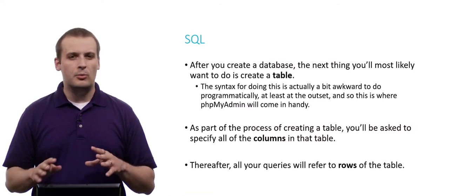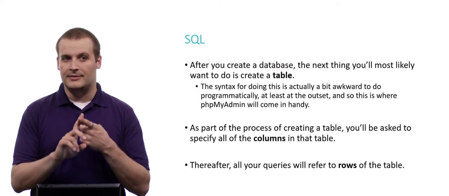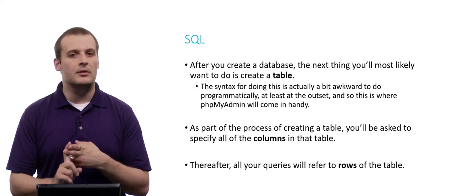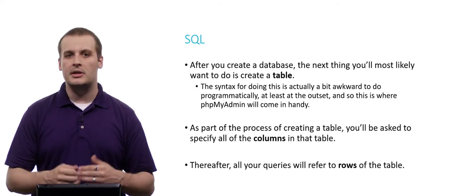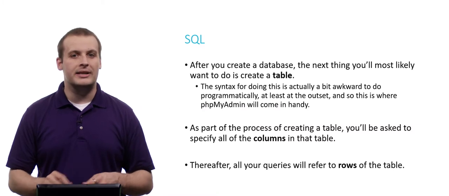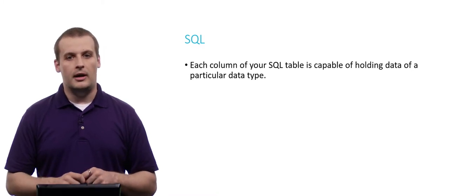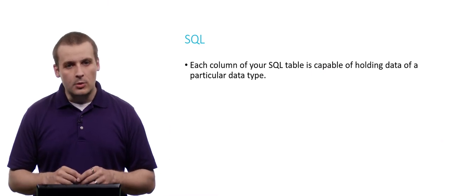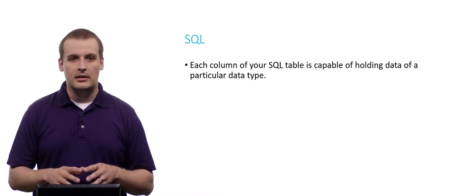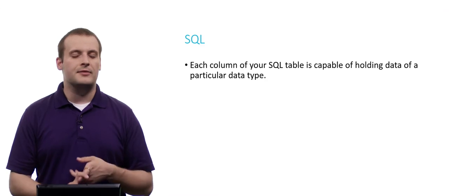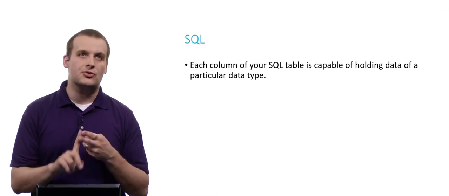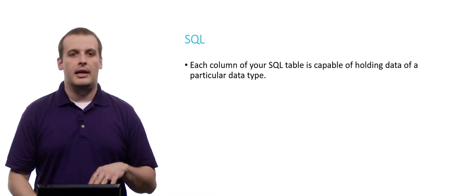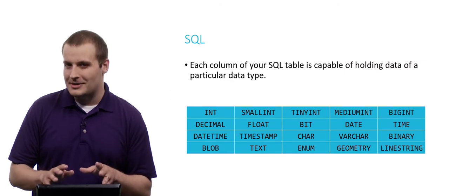Once you've done that, pretty much every query except for like deleting the database and deleting the table that you're going to use on that table going forward is going to refer to data which is stored in the different rows of the table. Just like in C, every column of our SQL table is capable of holding data of different data types. So in C, for example, we had characters and strings and integers and floats. And SQL has a few more data types than that.